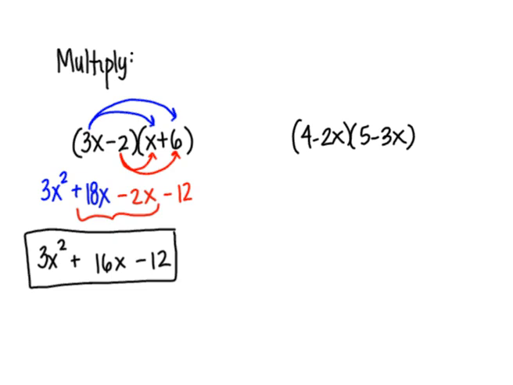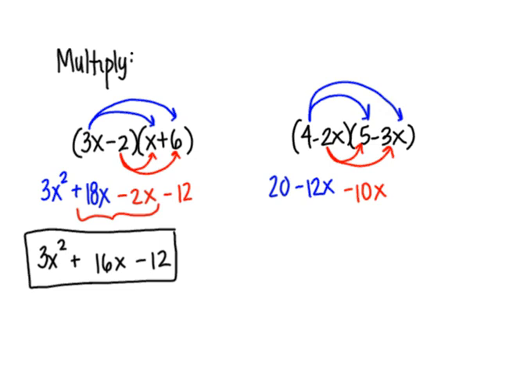My next problem is 4 minus 2x times 5 minus 3x. Starting with my first term, I'm going to multiply first times first and then outside. So 4 times 5 is 20, and 4 times negative 3x is negative 12x. I can pick back up with a negative 2x, and this would be inside, and this would be last. So inside would be a negative 10x, and two negatives make a positive 6x squared.